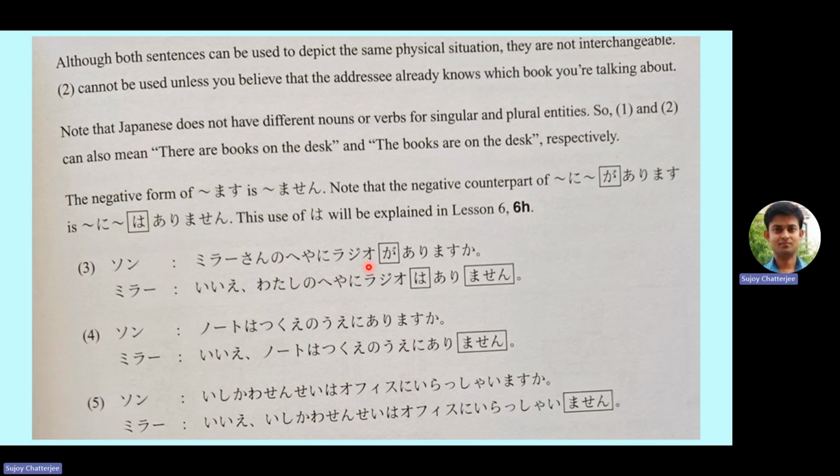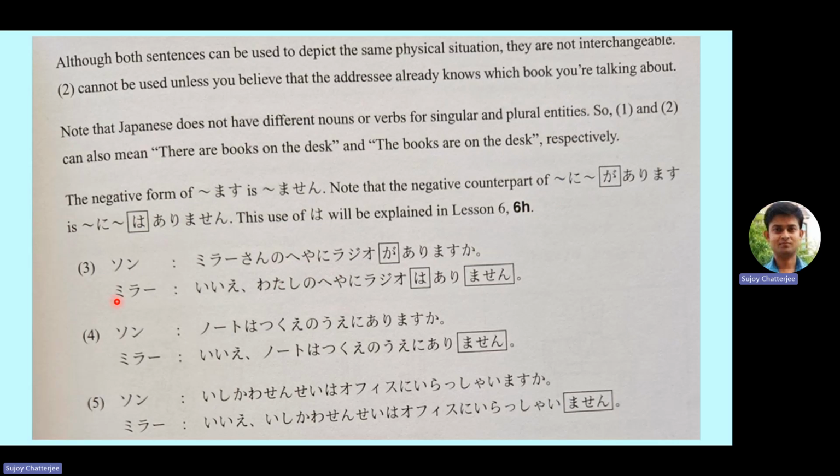Radio means radio. Radio ga arimasu ka? Now arimasu is to exist, and if you add ka, then this becomes a question. That means, do you have? So Mira-san, this is Mr. Miller. Mira-san no heya ni radio ga arimasu ka? Heya means room. That means, is there a radio in Mr. Miller's room?